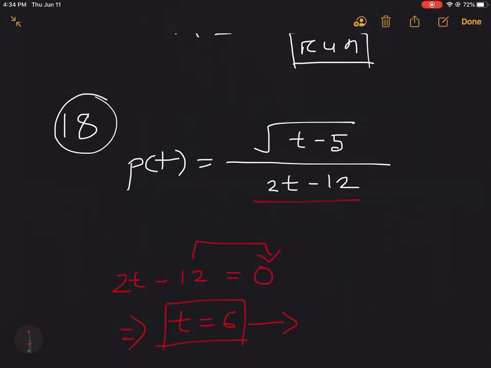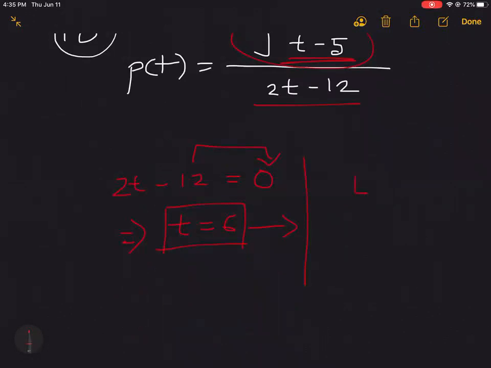Or rather, I'm sorry, the domain can't be 6. It could be anything else. We are not really sure as yet, but definitely we know that it can't be 6. Now we know for the square root function, whatever is inside the radicand has to be greater or equal to 0. So let's solve that as well. t minus 5 has to be greater or equal to 0. If we solve it for t, it gives us t greater or equal to 5.